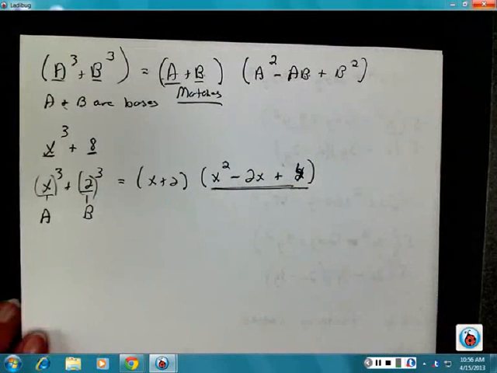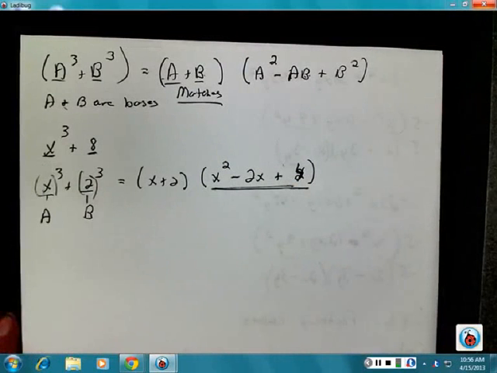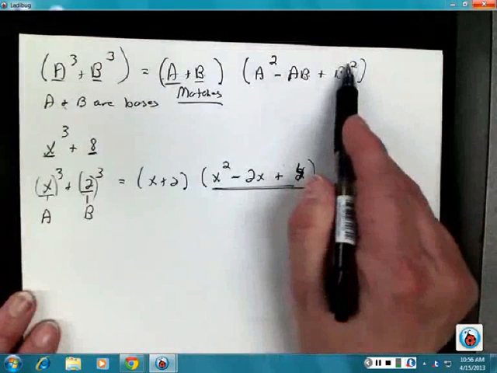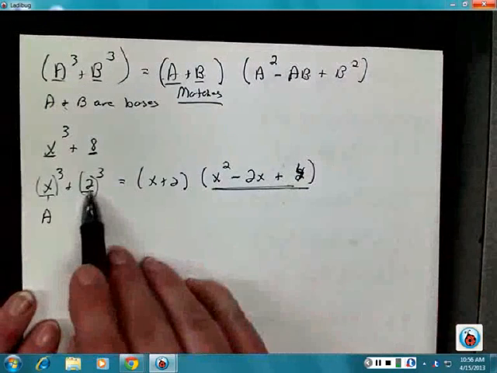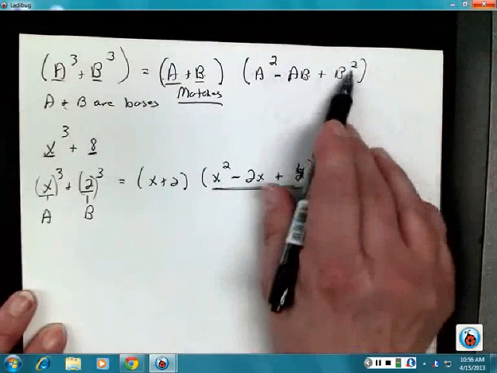What if there's a coefficient? Then you would end up having to take that coefficient and break it down at the beginning, if it's one that's a perfect cube. Yes? How do you get the 4? I took the 2 and squared it, because B is squared. So 2 times 2 is 4. Oh, okay. So you have to square whatever B is.